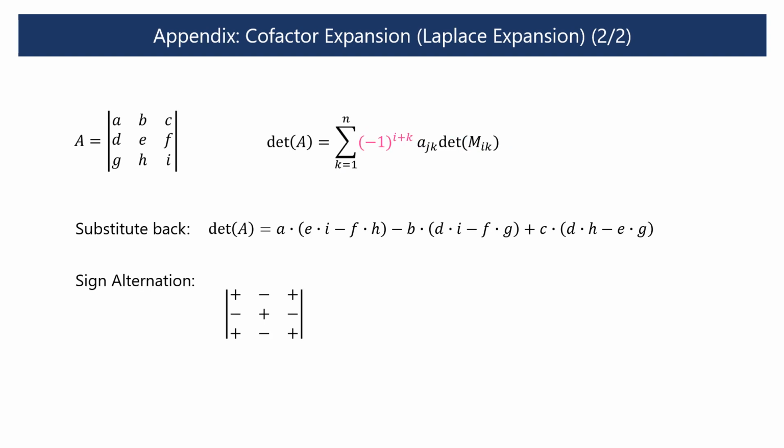The term (-1) to the power of i plus k is sign alternation. This factor ensures the correct sign is applied to each cofactor. The sign alternation is a checkerboard pattern for any matrix.